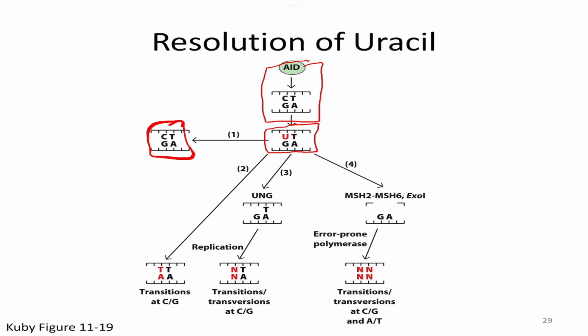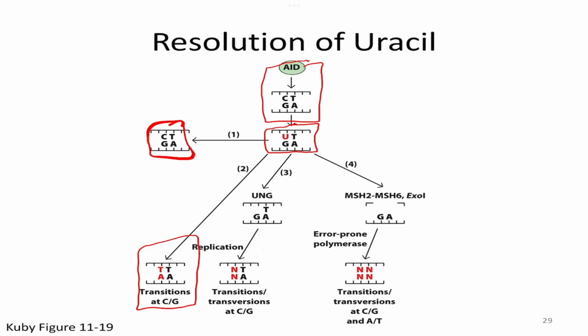Sometimes we will just replicate through, and when we replicate, the U will get paired with an A. And so now we'll have changed what was a CG base pair to become a TA base pair. And so we'll have made a point mutation in our DNA.